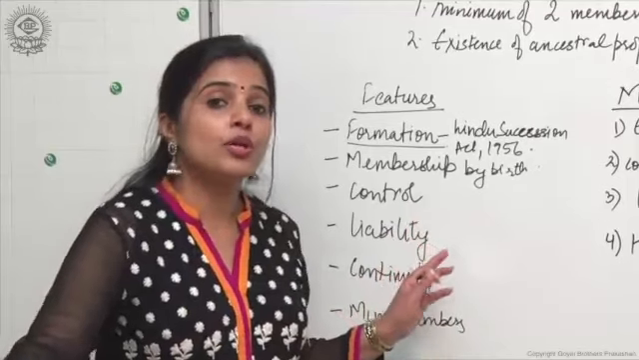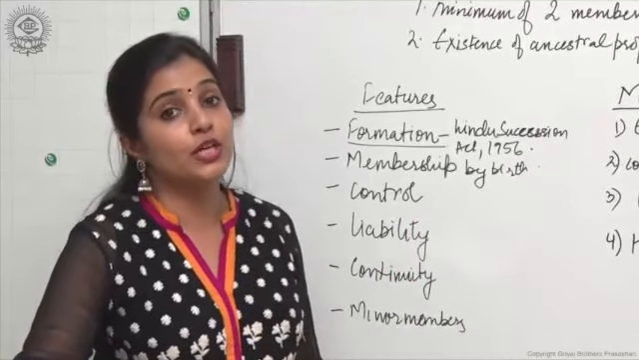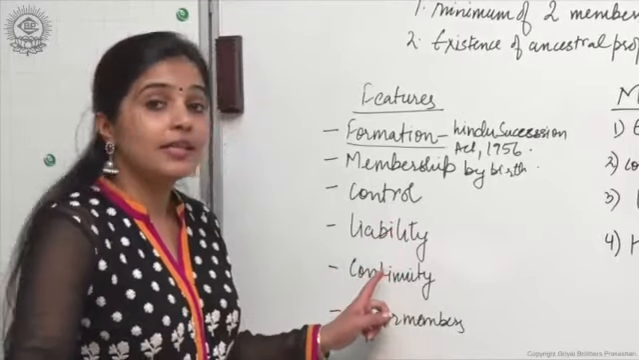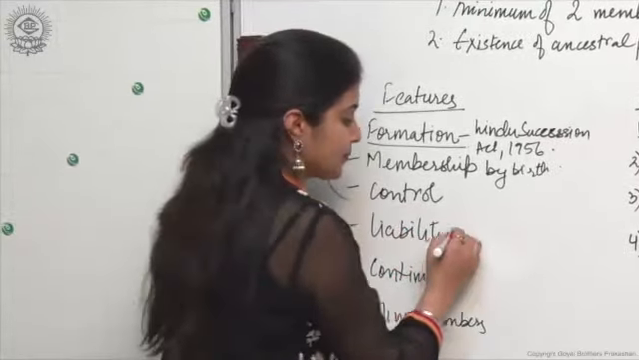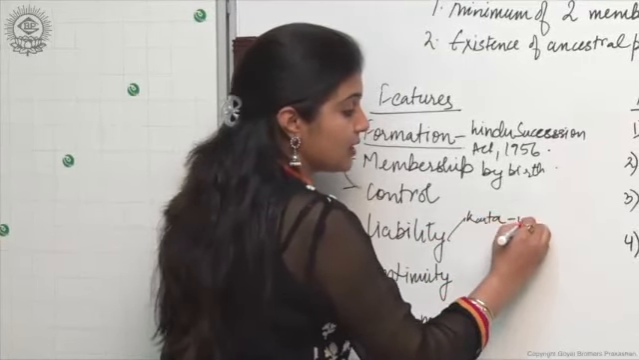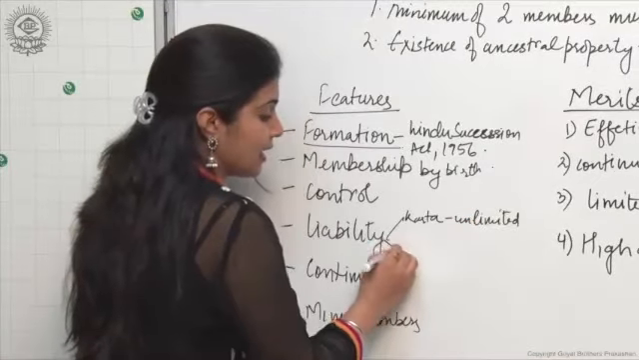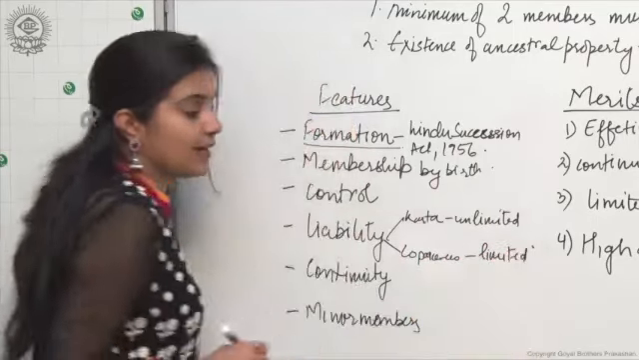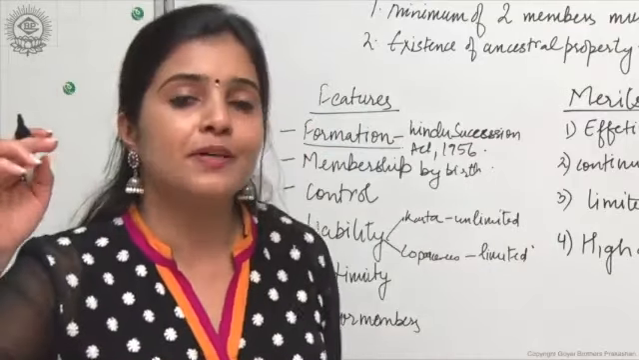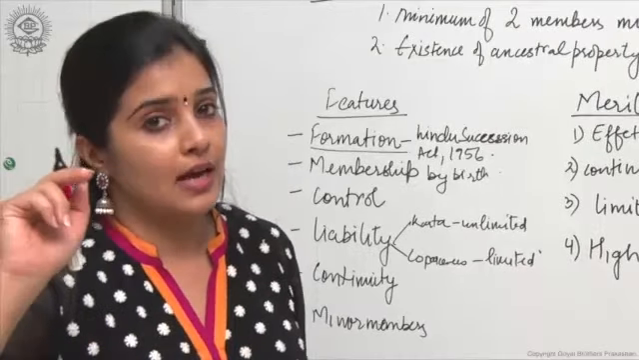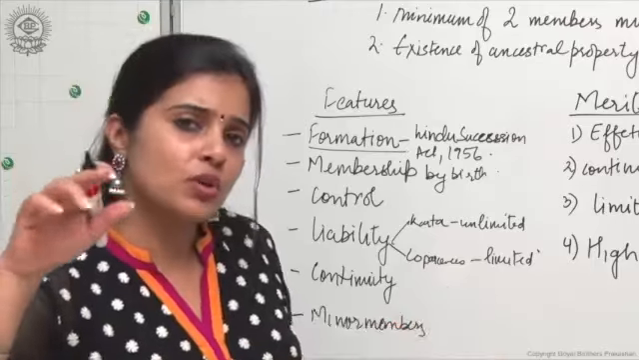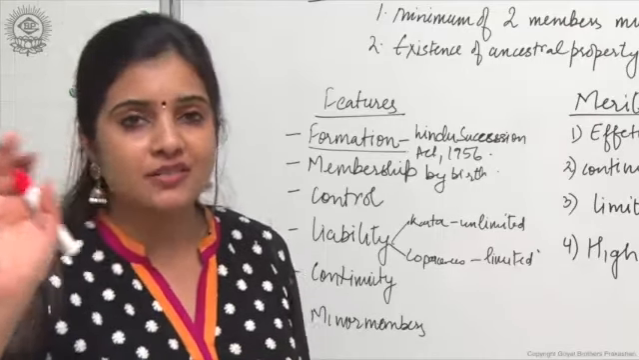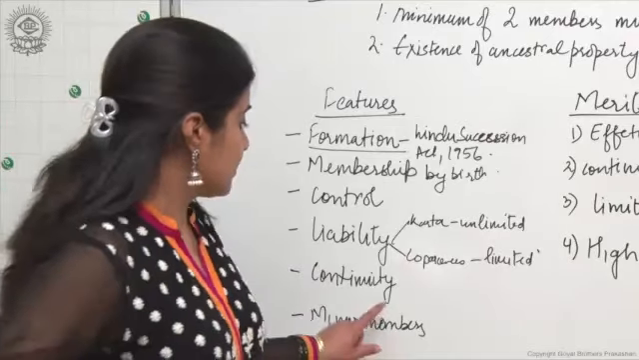Then comes control. Who controls the business? It is the karta or the mukhya of the family who is going to take charge of the business and take all important decisions. Then coming to liability. The liability of karta is unlimited and the liability of co-partners is limited. Liability of karta is unlimited, meaning karta's personal assets can be used to pay off the business liabilities. Whereas co-partners' liability is only limited to their share in the property. Whatever their share in the property is will go to pay off the liability, but their personal assets will not be utilized. Clear?